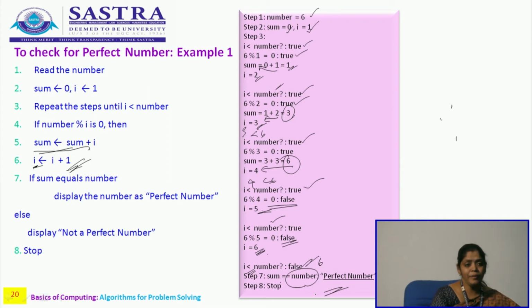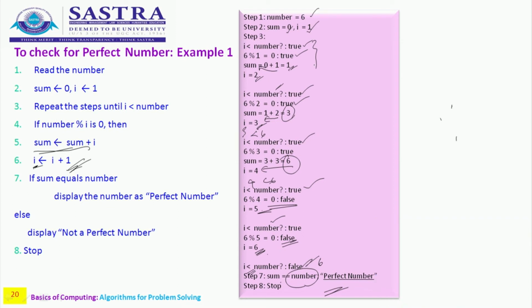Here the number is read from the user, and then you check the condition whether I is less than the number, where I starts from 1 and is iterated till n minus 1. On each iteration you divide the number by the I value and check whether it gives you 0. If it gives you 0, add that I value to the sum, and finally check whether the sum gives you the number or not. If it gives you the same number, then it is a perfect number. Otherwise, it is not a perfect number.